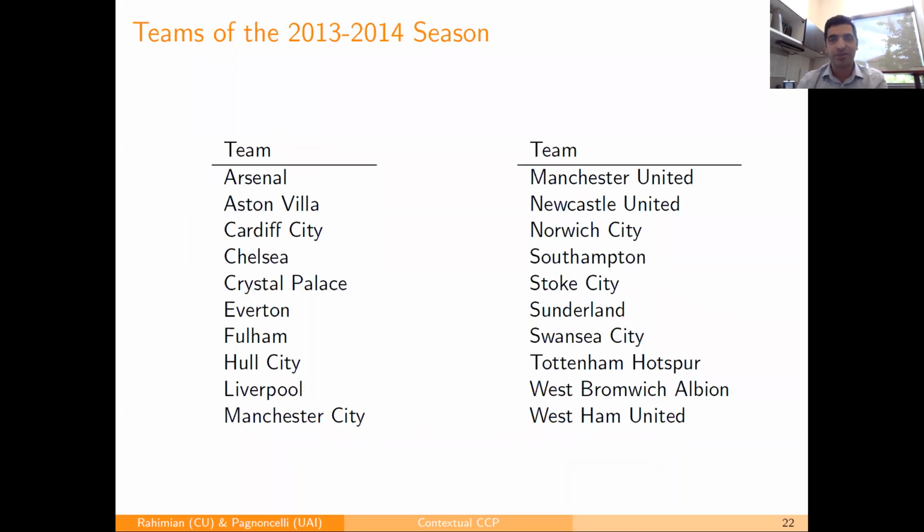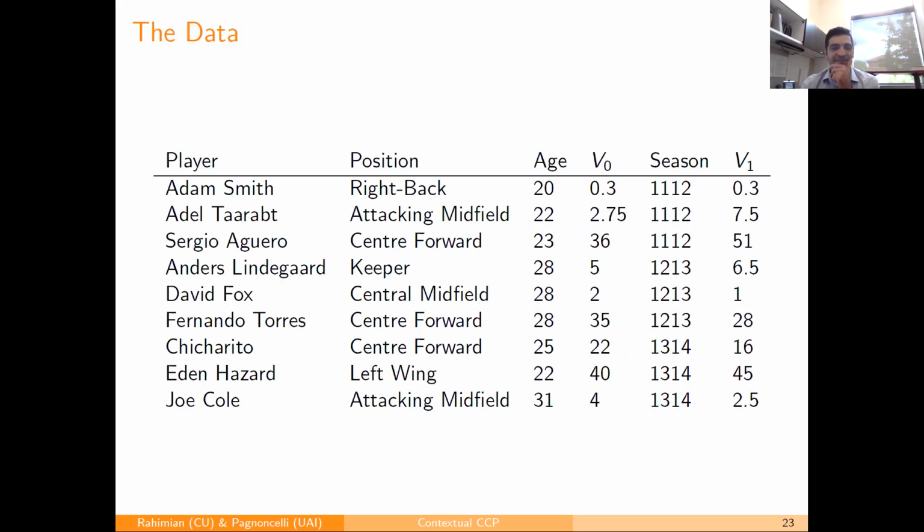This is just a list of the players, if you're familiar with the Premier League. And this is a snapshot of a big part of the data that we have. As I said, we have the players, the positions that they play in, their age, the current market value, the season that this data is coming from, and the future market value. For instance, if I focus on the last player, Joe Cole, that's his role, 31 years old, current market value is £4 million, and 22.5 is the future market value predicted for the next year.